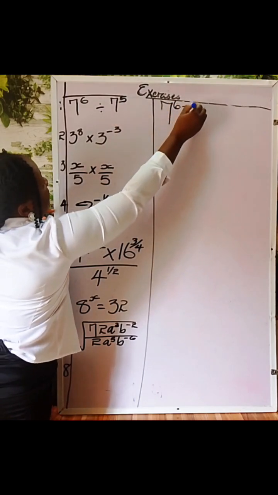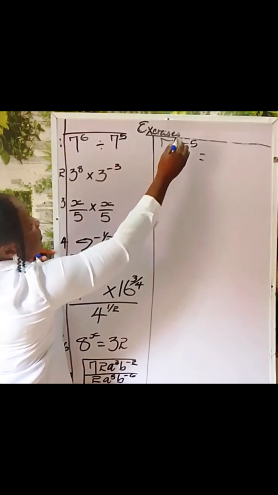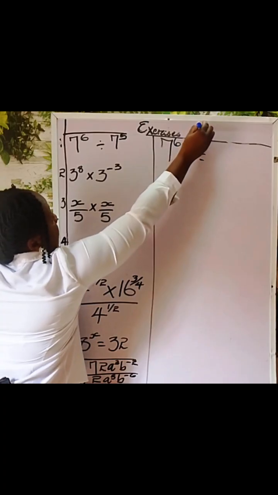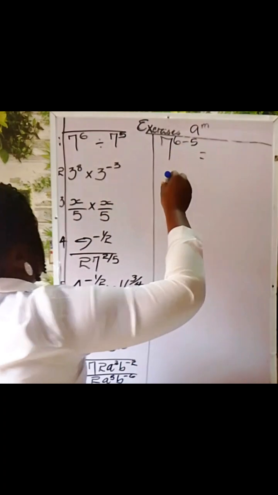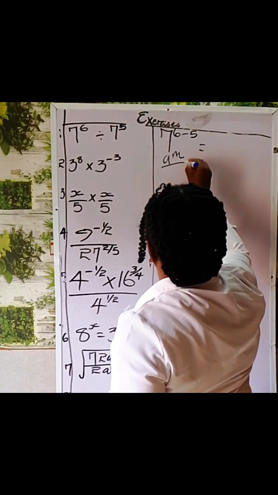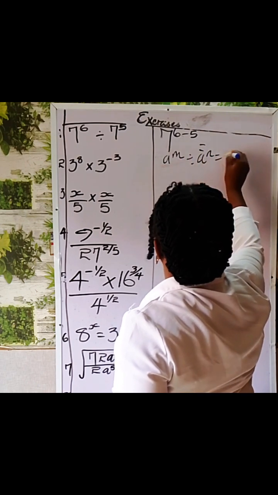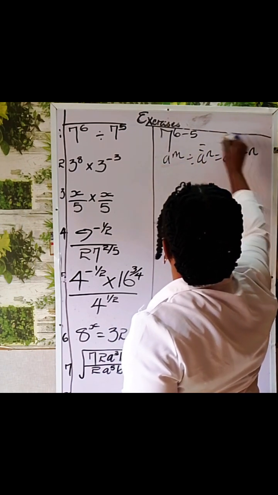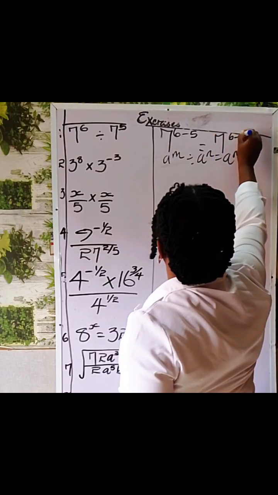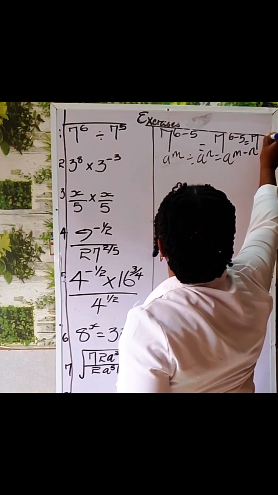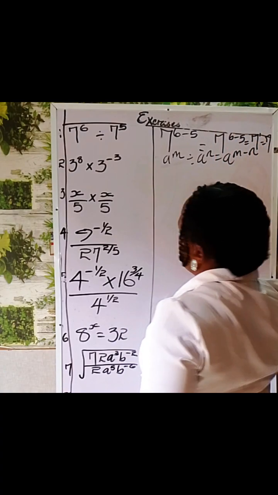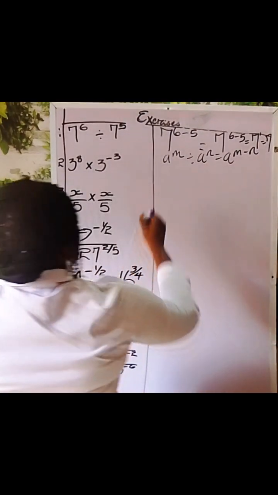Now, you know it already. That is 7 to the power 6 minus 5, because the second rule tells us what to do: A^M divided by A^N is equal to A^(M minus N). Obviously, 7 to the power 6 minus 5 is equal to 7 to the power 1. That is equal to 7. Do you understand? That is for number 1.